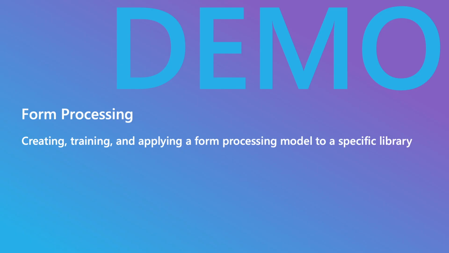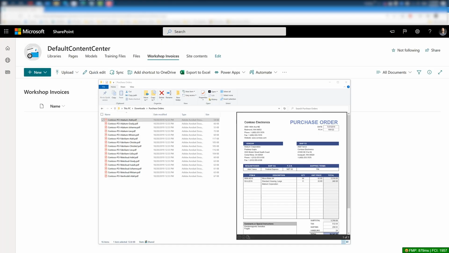Let's go ahead and take a look at this. I think that walking through the experience will speak much more clearly than this diagram here. I want to start in the document library where I want to apply the model. What I want to capture is information from these purchase orders for, let's say, a workshop, parts that are being ordered.